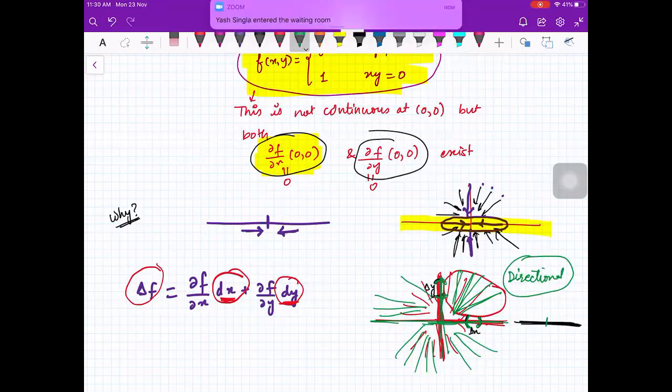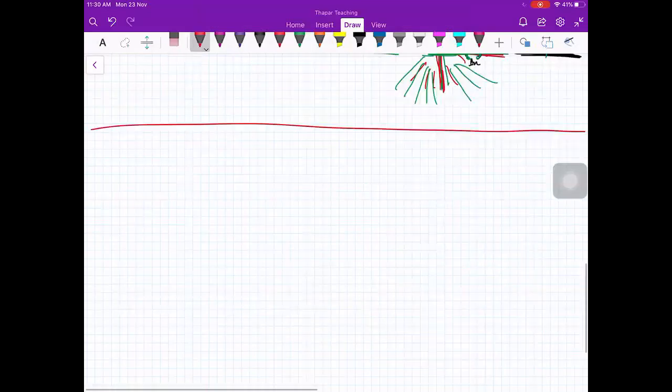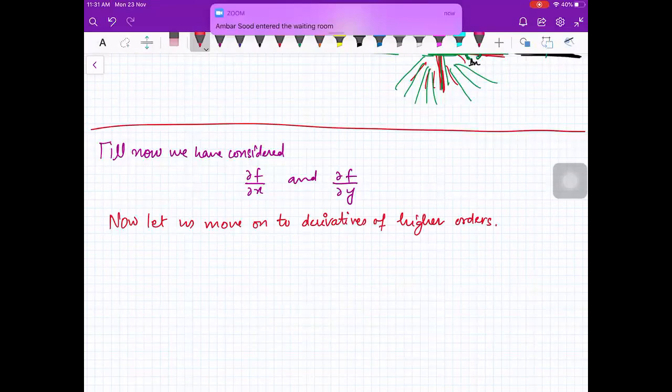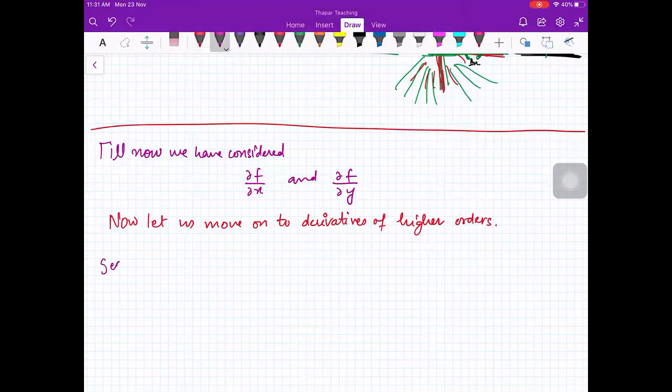So till now, this was just the last lecture. So till now we have considered curly f by curly x and curly f by curly y. Now let us move on to derivatives of higher orders. It means that you are differentiating two times or three times. So let us talk about second order first.